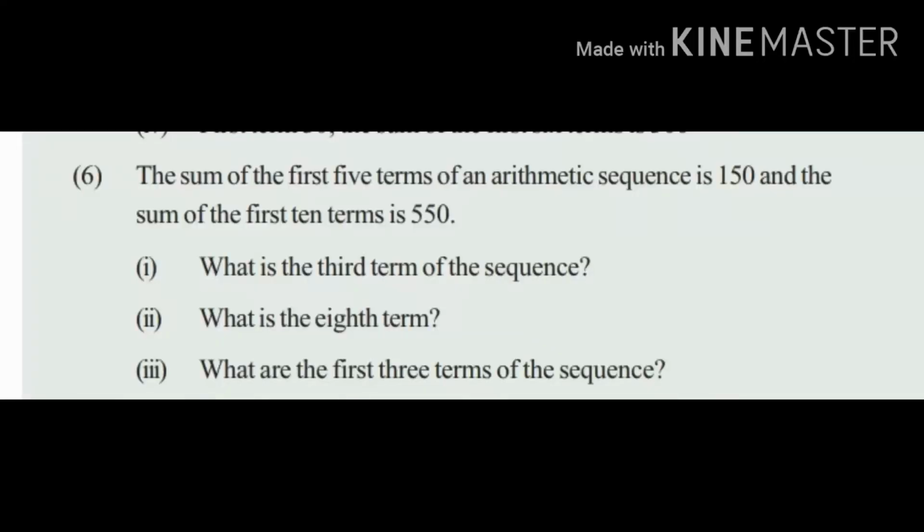Okay. Next question, question number 6. The sum of the first 5 terms of an arithmetic sequence is 150 and the sum of the first 10 terms is 550. 3 sub questions are there. First, what is the third term of the sequence? Second, what is the 8th term? Third, what are the first 3 terms of the sequence? So the clues are: first 5 terms sum to 150, first 10 terms sum to 550. From that clue you have to find the answers to all these 3 sub questions.